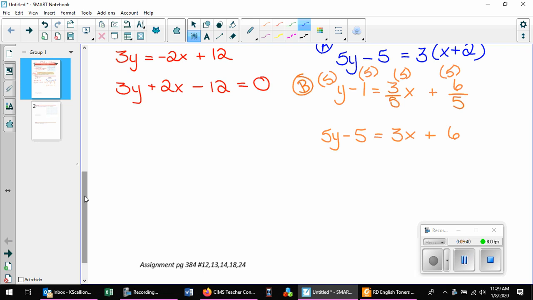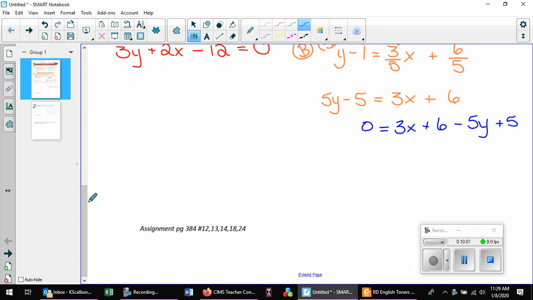Okay. So I have 3x. I have a plus 6. This is a positive 5y. So when I move it over, it's a negative 5y. This was a negative 5. Positive 5. Oh, only the x has to be positive? Yeah. Am I done here? No. I gotta combine like terms. And the only things that are alike are my constants, right?